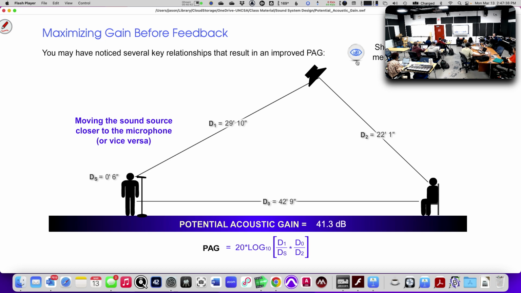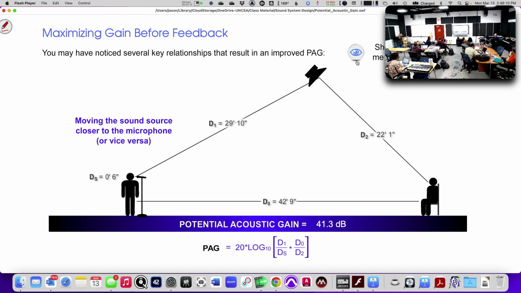So those are some strategies, okay? If you're having gain before feedback problems, get the loudspeaker farther away from the microphone. Get the loudspeaker closer to the listener. Maybe both at the same time if you can pull that off. Get the microphone closer to the talker. The closer you can get it to the talker, the better. This is, by the way, the reason why we stick microphones on actors' heads. Because we want to get it as close to the actor as we possibly can.